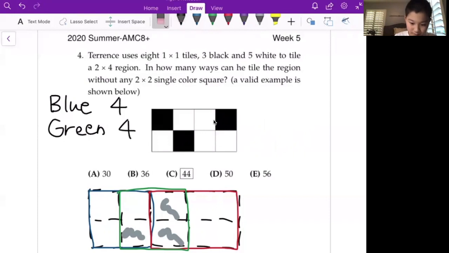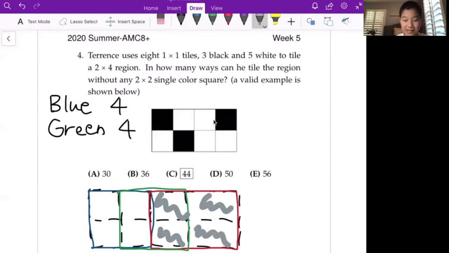Now, how about the red one? Well, let's do it again. All white, because we're doing complementary counting. We want it to be single color. So then we're left with again white and 3 black. So there are 4 ways again. Yep, so red, 4. Now, we're done with all the complementary counting, but let's think about it.